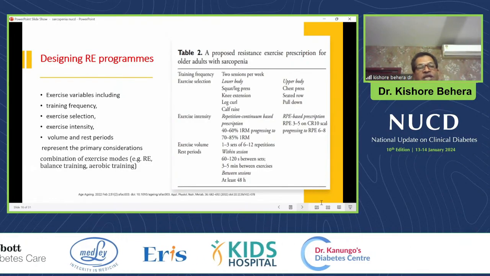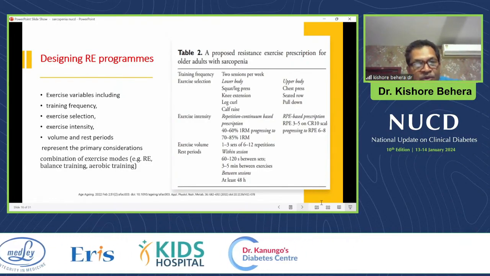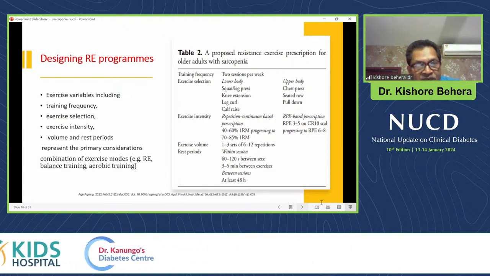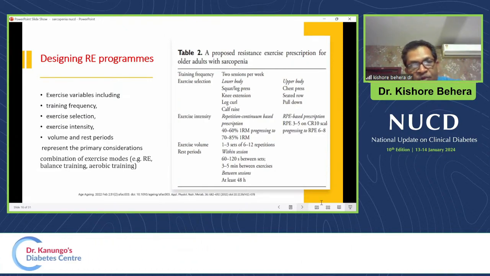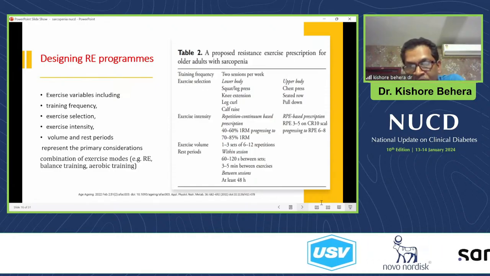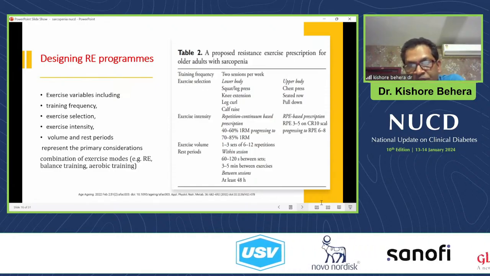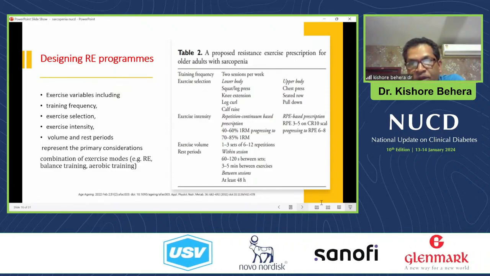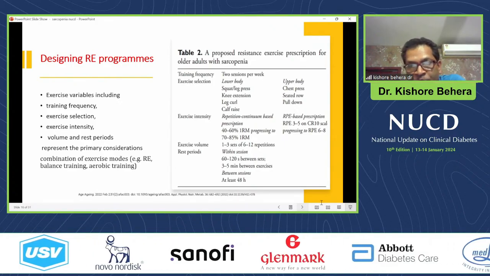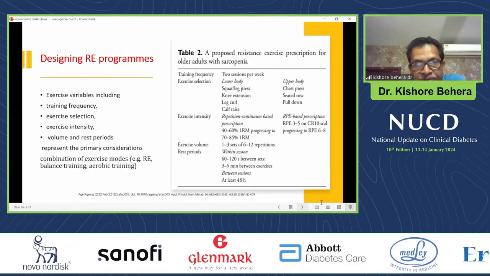You can see the designing of the resistance program has 4 stages: training frequency, exercise selection, exercise intensity, and volume and rest. You can see on the right side of the cartoon, training frequency is 2 sessions per week. For exercise selection, you can select lower body or upper body, different parts. Exercise intensity, repetition continuum based on a prescription, exercise volume, and rest period. All need to be concentrated on.